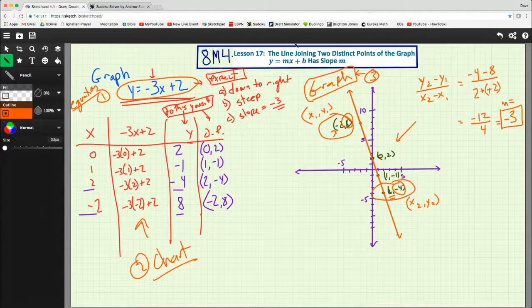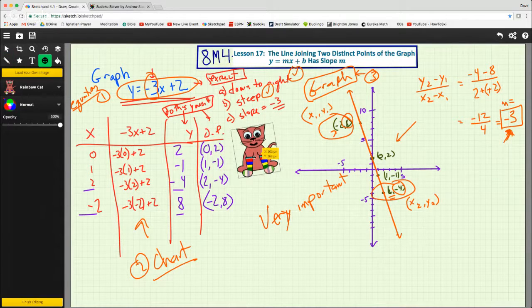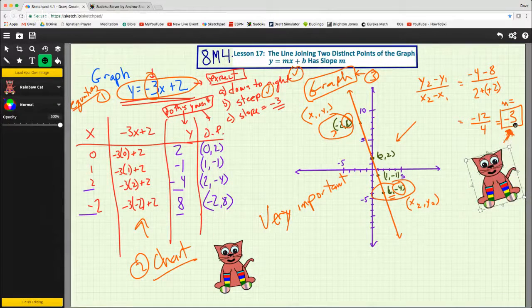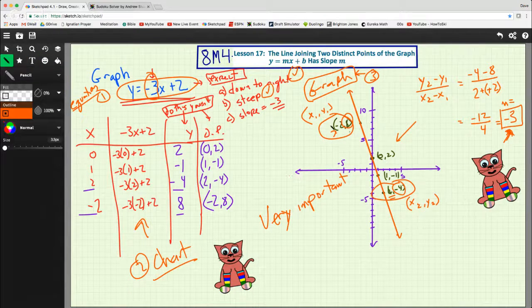Now let's see if all of our expectations were met. Because it's a negative slope, it does go down from left to right. Check. It's very steep. Check. And our slope is indeed negative 3. Our slope of negative 3 matches the slope of negative 3 that we calculated after we graphed it. So this is very important. And you know what? We forgot to do our happy cat. We're going to put a happy cat on this because we've done a ton of work here. And we've learned our whole lesson: the line joining two distinct points on a graph, y equals mx plus b, has slope m. Two distinct points on this graph: negative 2, 8 and 2, comma negative 4.